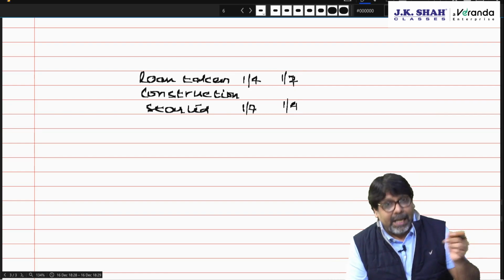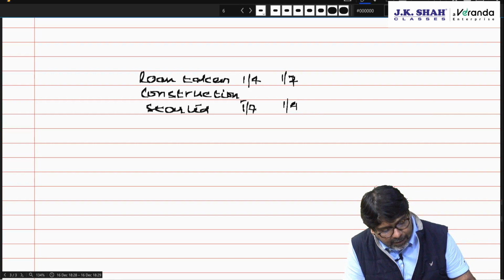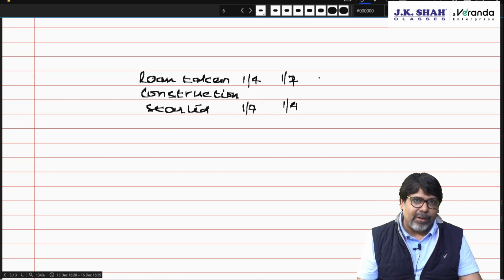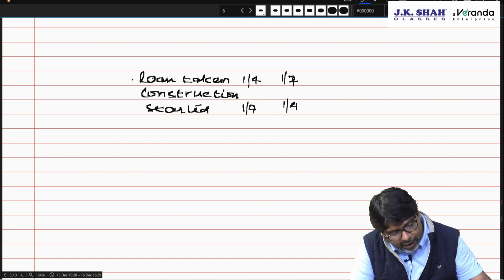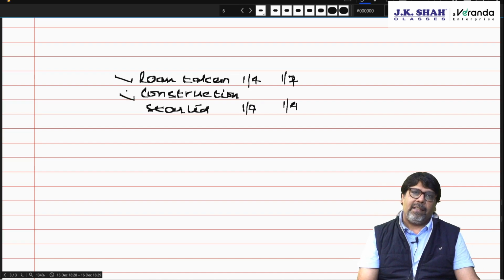Yes. Now, if I ask you, tell me when the borrowing cost should be capitalized. In the first case, it should be capitalized from 1/7. In the second case also, it should be capitalized from 1/7. That means, can I conclude that borrowing cost should be capitalized from the later of loan taken or construction started, whichever is later? Yes, sir.